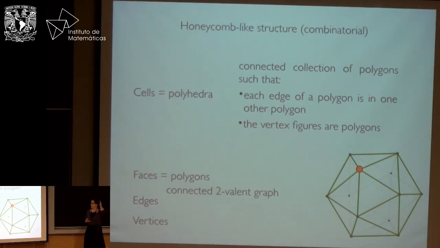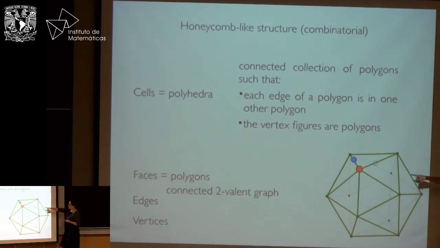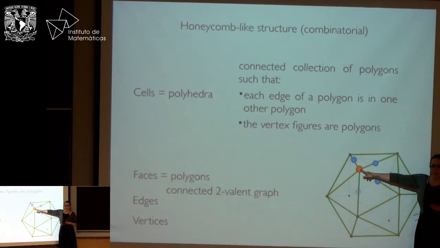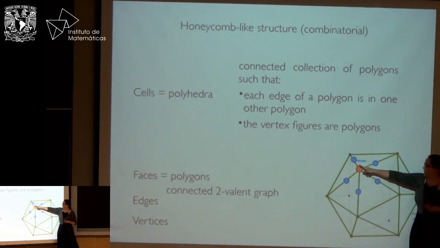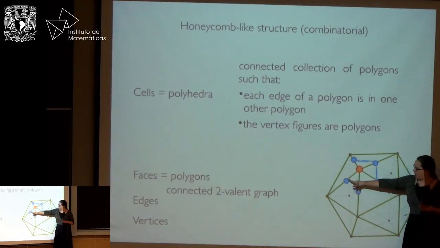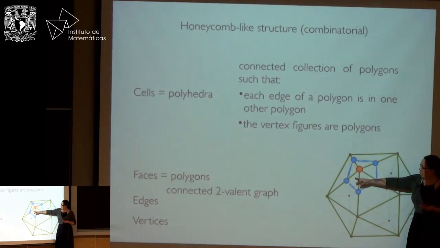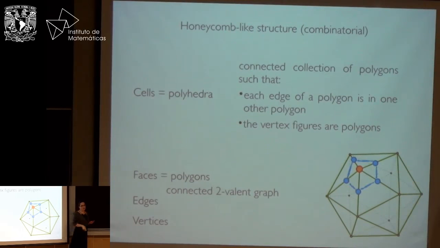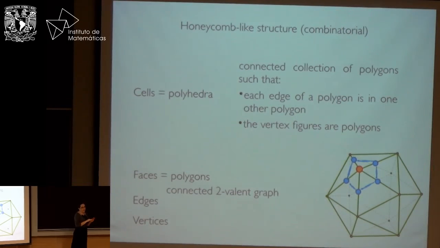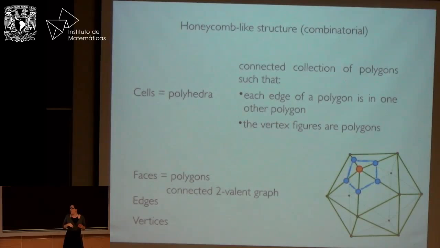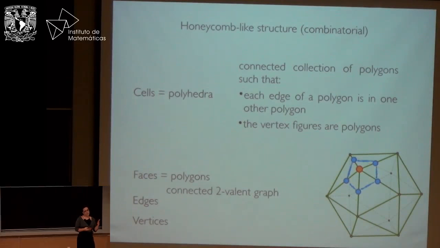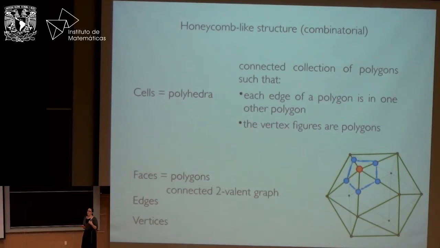Let me say what a vertex figure is. So I have a vertex here, and what the vertex is looking at is, well, these edges, so I put a vertex on each, and then these faces, so I draw an edge between two of them if there is a face there. So that's what the vertex figure is. It's basically, in topology sometimes it's called the link of the vertex. So that's my vertex figure, and I want them to be polygons.